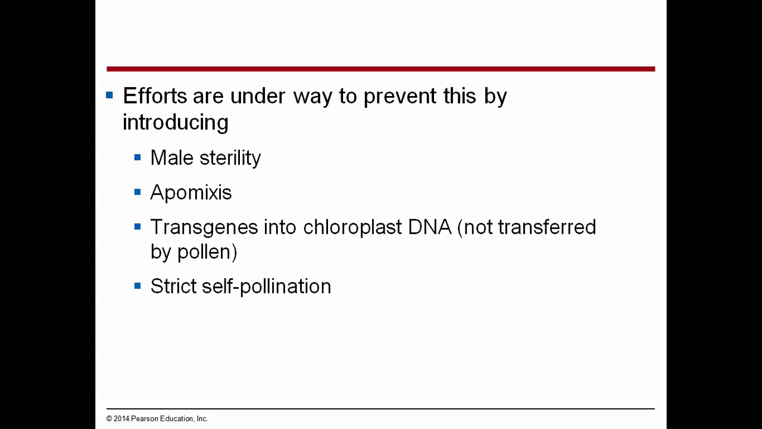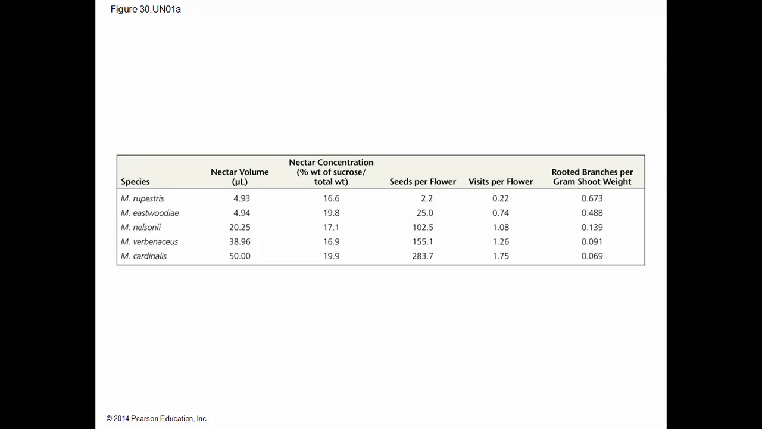Efforts are underway to prevent this by introducing male sterility, apomixis, that's self-fertilization and production of seeds, transgenes into chloroplast DNA, not transferred by pollen, and strict self-pollination.